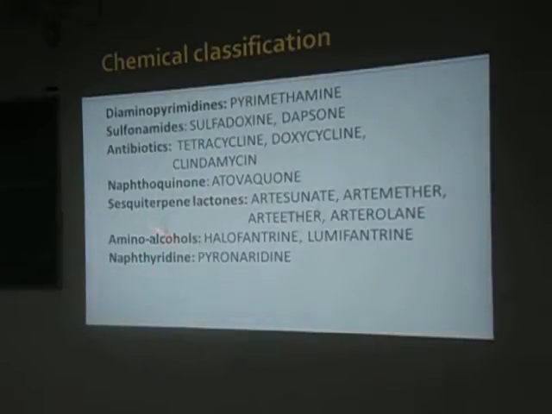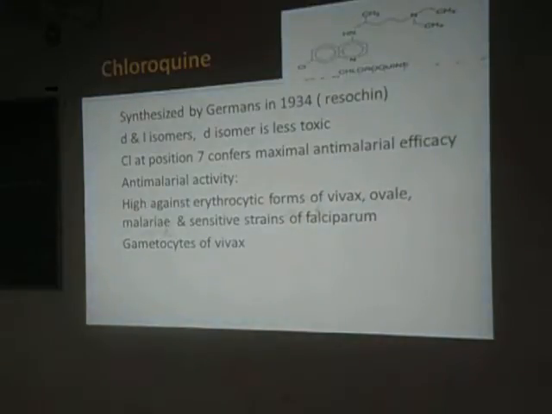So we have these amino alcohols, halofantrine and lumefantrine. The next drug is naphthyridine or pyronaridine. Pyronaridine, halofantrine, mefloquine, chloroquine: these are all the drugs which prevent the formation of hemozoin. Then chloroquine, we have just discussed most of the parts. It is the drug which is safe in pregnancy. Remember, chloroquine is a drug which can be used safely in pregnancy.